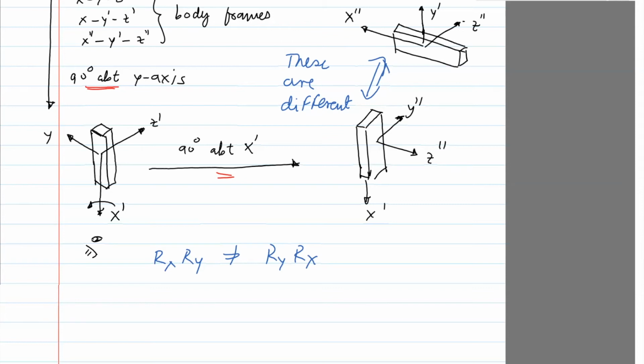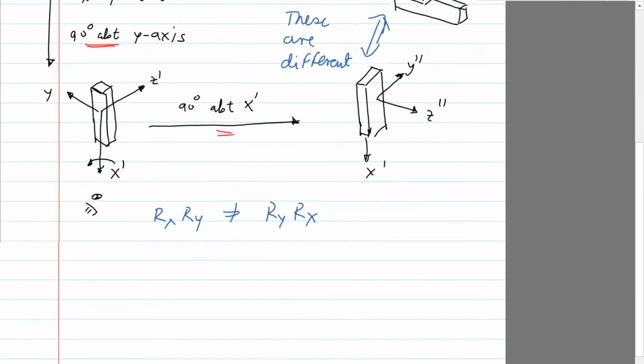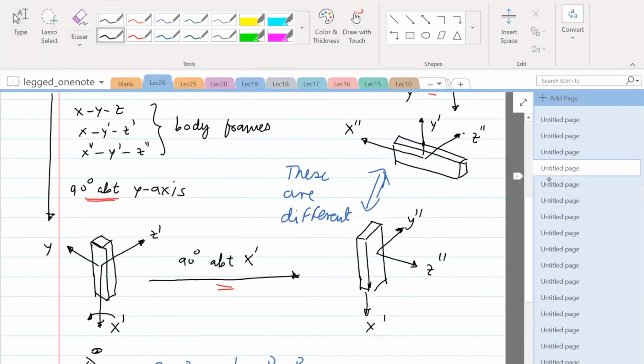Okay, so let's focus on the 3, 2, 1 Euler angles and see how to write rotations when we use the 3, 2, 1 Euler rotation. So let's do that next. So next thing is 3, 2, 1 Euler angles.